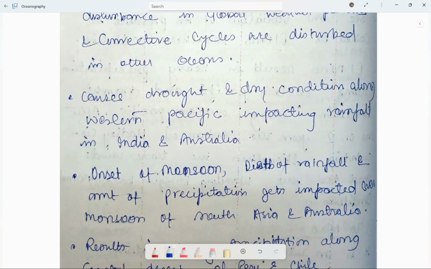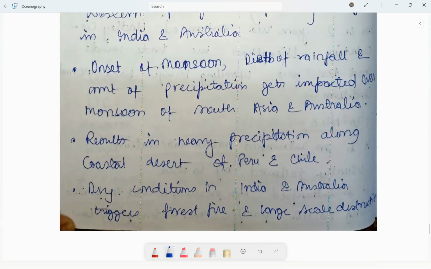and impact करता है rainfalls in India and Australia. It's the onset of monsoon, distribution of rainfall, and the amount of precipitation which gets impacted over the monsoon of South Asia and Australia.